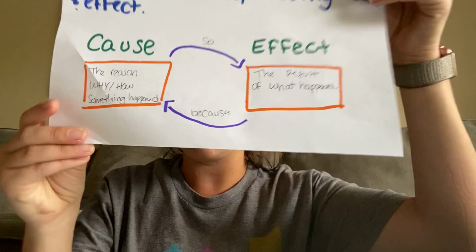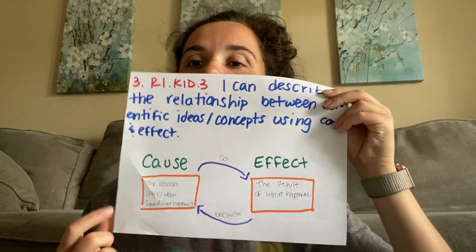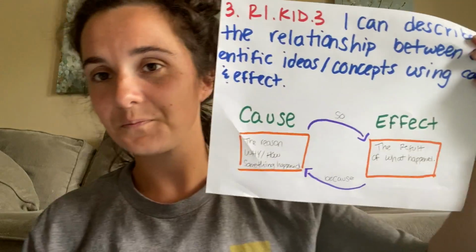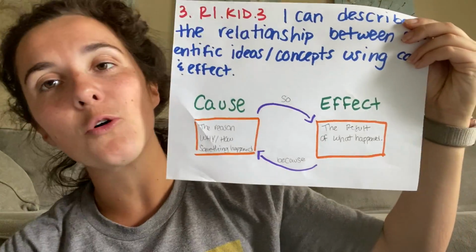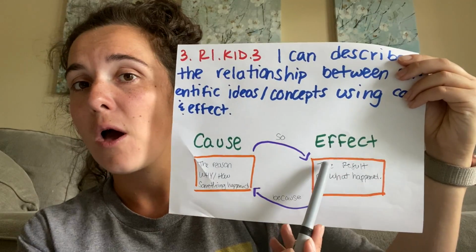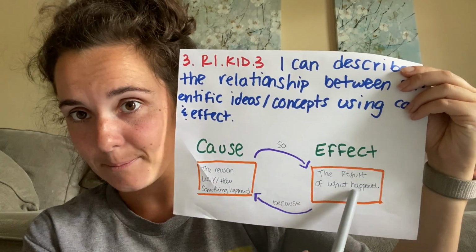I even know by the time I'm writing this out, you're already making a note on your paper that shows our 2 boxes and the arrows connecting our boxes. It should look like this. Cause on the left side, effect on the right side. Cause is how or why did something happen, and the effect is the result of what happened.